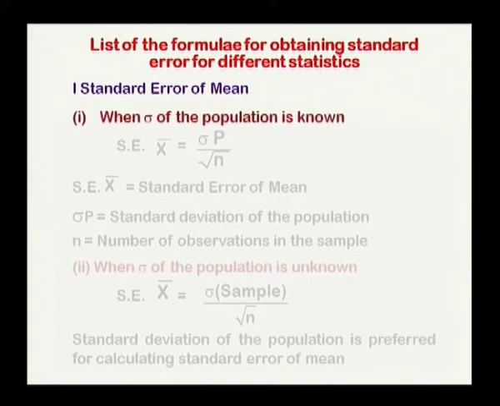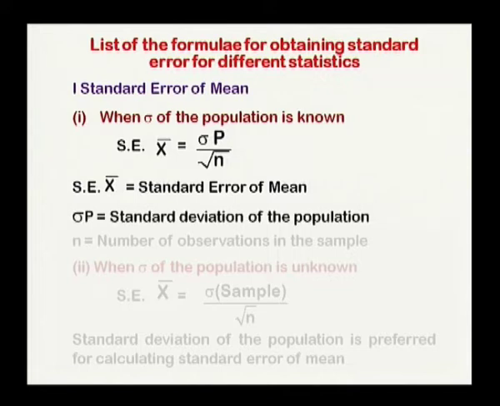When the standard deviation of the population is known, this formula is applied. Standard error of x bar, that is, the standard error of the mean, is equal to the standard deviation of the population divided by the root of n, where n is the number of observations in the sample, or the total number of samples taken in calculating the standard error of the mean.